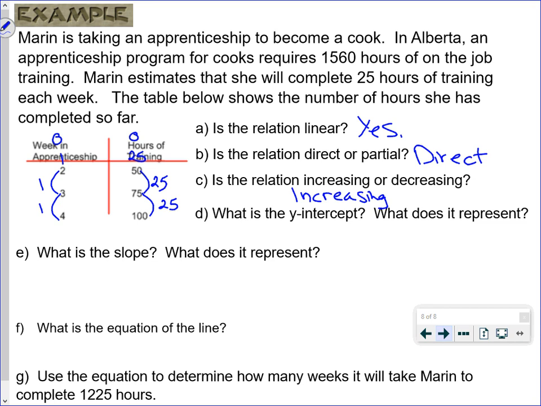Next part says, what is the y-intercept? Our y-intercept is always the point where x equals 0. So in this case, it's 0, 0. So our y-intercept, represented by b, is 0. What does this point represent? This represents that in week 0 of the apprenticeship, there have been 0 hours of training completed.